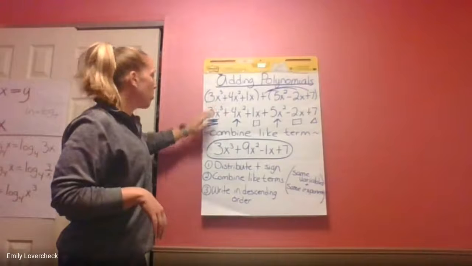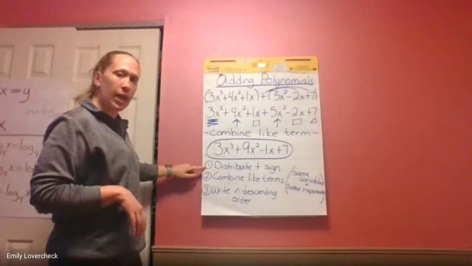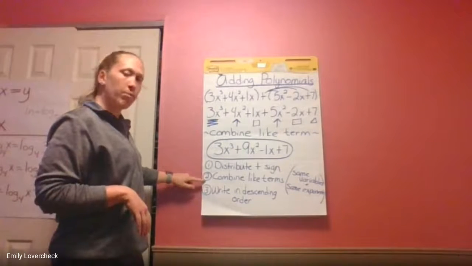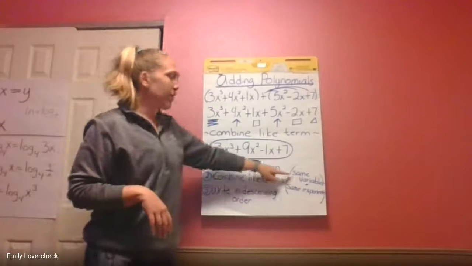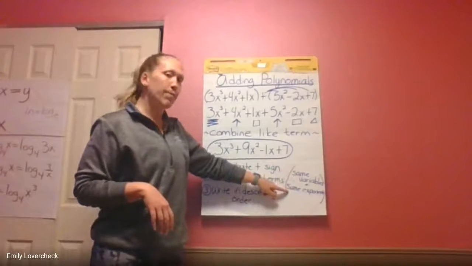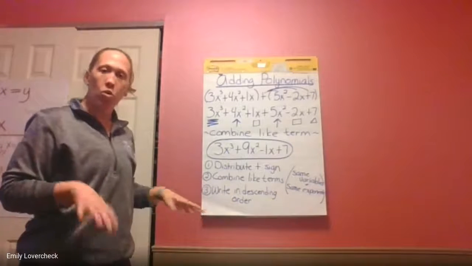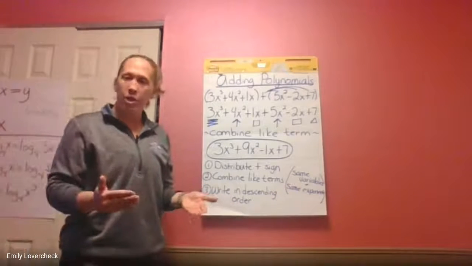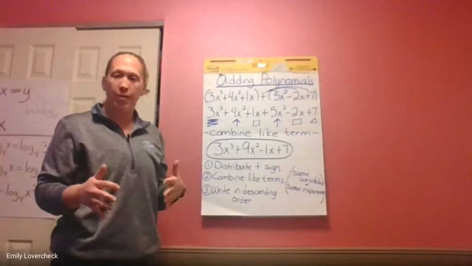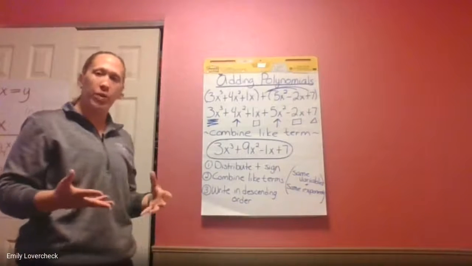When you add polynomials, you have to distribute the addition sign and combine like terms. The like terms have to have the same variables and the same exponents. And then you need to write in descending order. If you forget to write in descending order, that's okay for now. But when we get into quadratics, you'll have to be a little more particular about that. Okay, so let's walk through a problem before we do a couple.